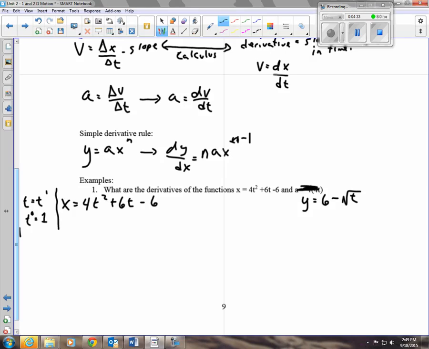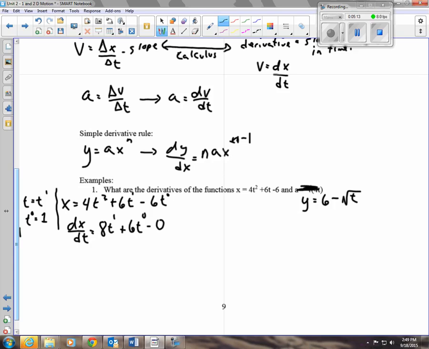Now, my dx by dt is I'm going to take the power over here, the 2, and multiply it out front. 2 times 4 is 8. So I get 8t, and then I subtract 1 from the 2, and I get 1. Plus, remember, this t is t to the first, so 1 times 6 is 6. t, and I got to subtract 1, that's t to the 0. Now, this is kind of like times t to the 0. 6 times 1 is 6. And when I multiply that 0 out front, I'm going to get 0.